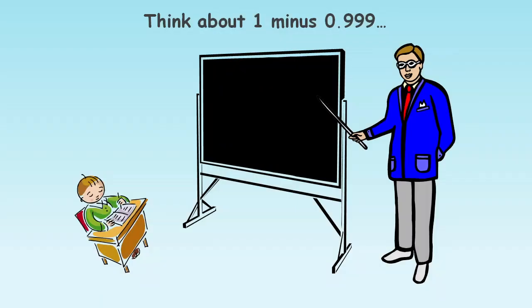Another common argument is that if we subtract 0.9 recurring from 1, we get 0. Hence, 0.9 recurring must equal 1.